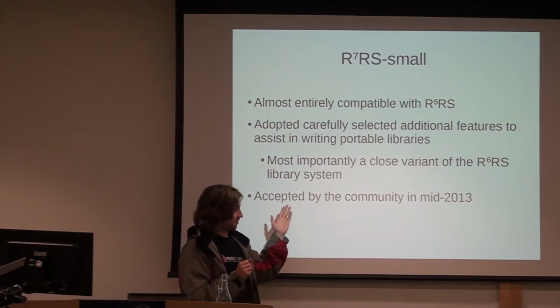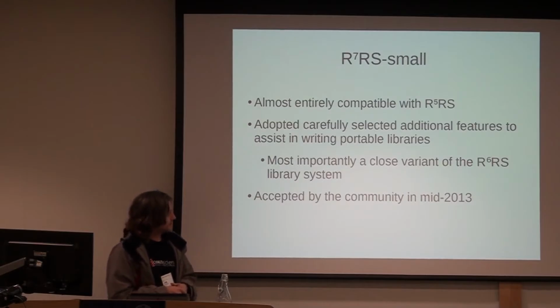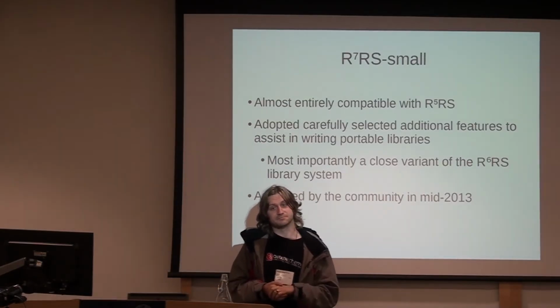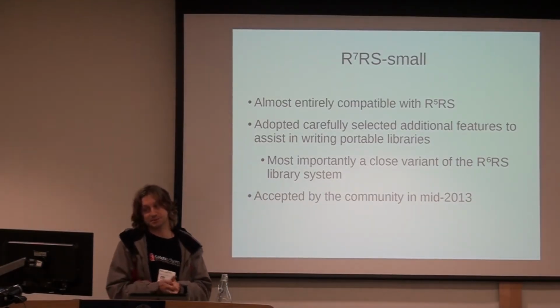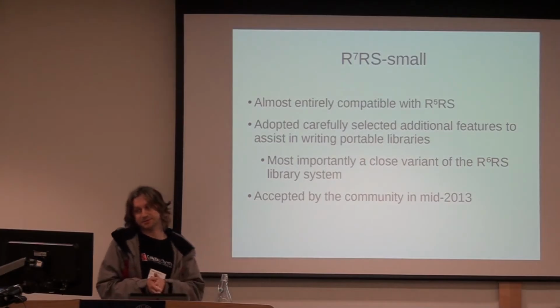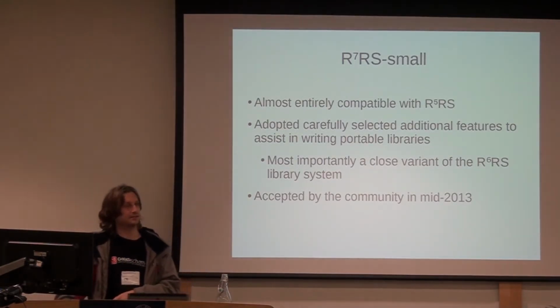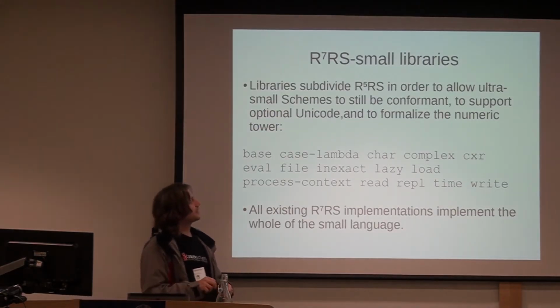One of the things that people did like about R6RS was the library system, so we take pretty much close to that. And you can sort of summarize Working Group 1, the small R7RS, as being R5RS plus modules. There's a few other minor details, so I won't go into them here. But in mid-2013, that was voted and ratified, and now you can download PDFs. Hooray! And there are implementations, we can talk about that later.